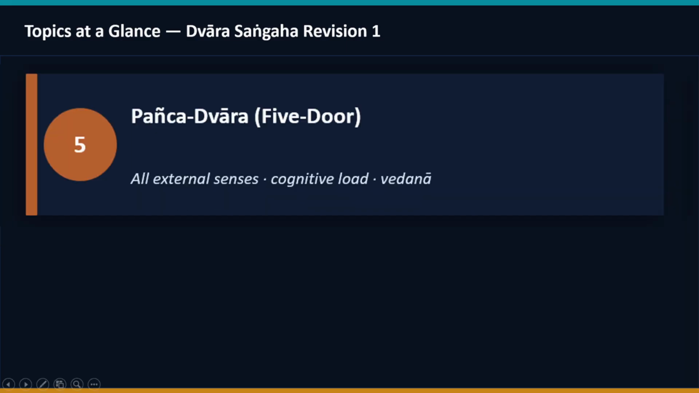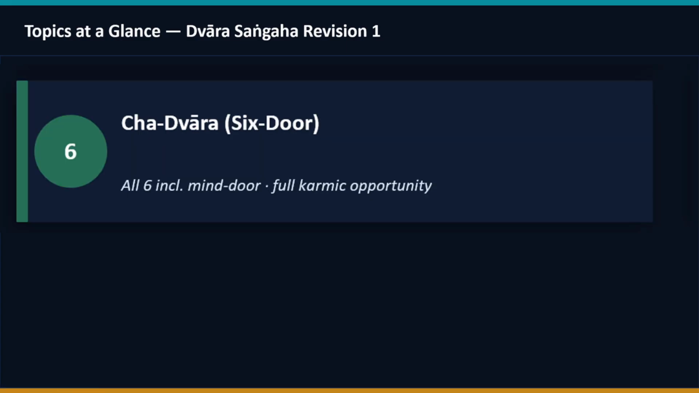Then pancha dvara, the 5 sense doors, all the 5 external sense doors. These are mostly all external senses for cognitive load with the contact of vedana. So this will be covered. We'll look through one by one all the 5 sense doors. And then we have chha dvara, the 6 doors, all 6 including the 5 nama and rupa, and the mind door. Together, this will create the karmic opportunity. The 5 alone won't create the karmic one. This is just a functional one.